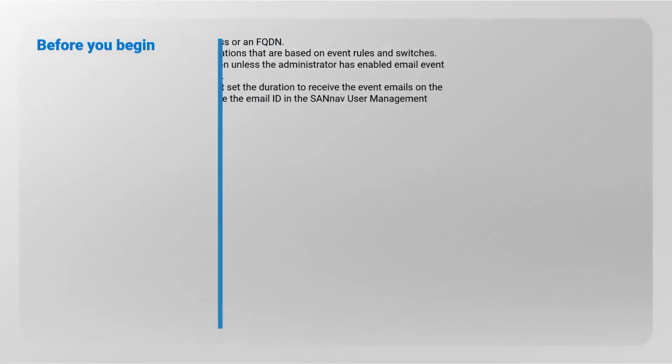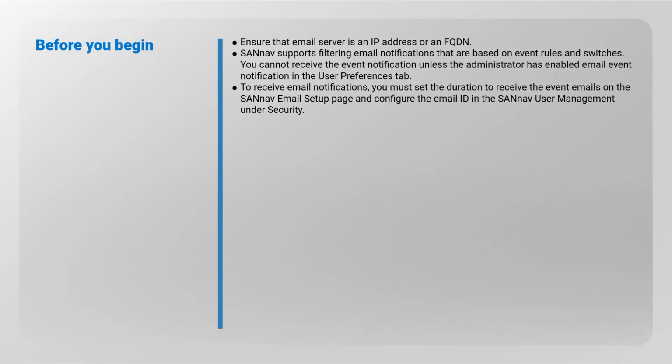Before you begin, ensure that the email server is an IP address or an FQDN. SANnav supports filtering email notifications that are based on event rules and switches. You cannot receive the event notification unless the administrator has enabled email event notification in the User Preferences tab. To receive email notifications, you must set the duration to receive the event emails on the SANnav email setup page and configure the email ID in the SANnav User Management under Security.